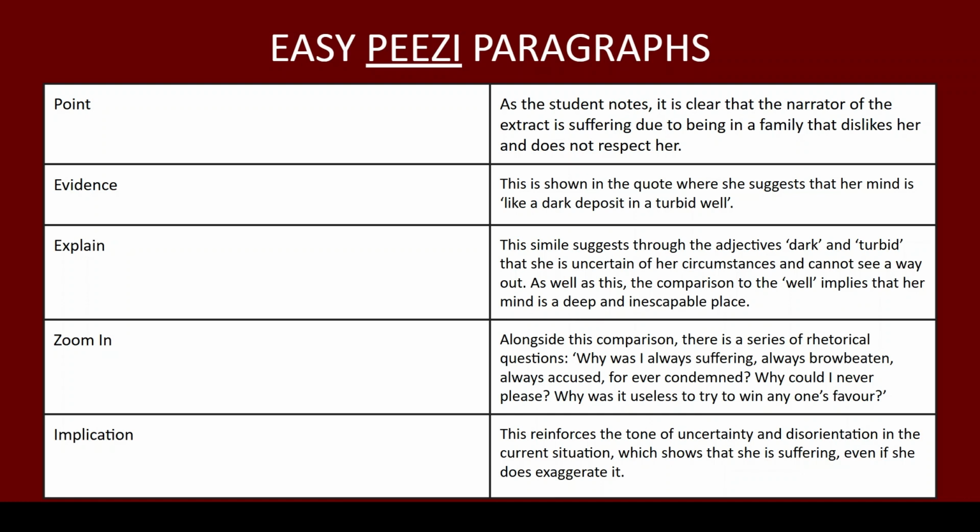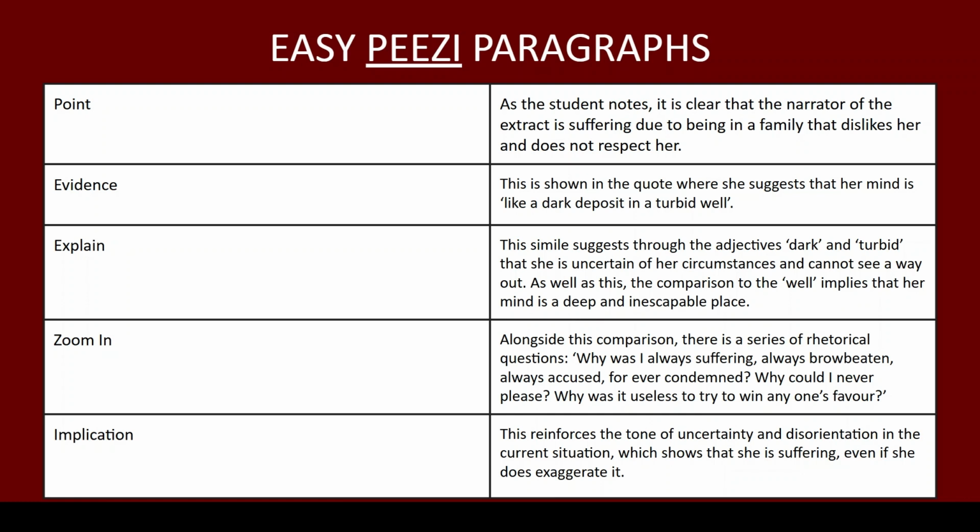So yeah, immediately there we've hit our topic sentence, we've critically evaluated, we've focused on the statement, we've also said underneath, this is shown in the quote where she suggests that her mind is like a dark deposit in a turbid well. So then you explain it. This simile suggests through the adjectives dark and turbid that she is uncertain of her circumstances and cannot see a way out. So maybe it's symbolism as well, you could put that down. As well as this, the comparison to the well implies that her mind is a deep and inescapable place. So yeah, pretty much we've got a whole analysis there.